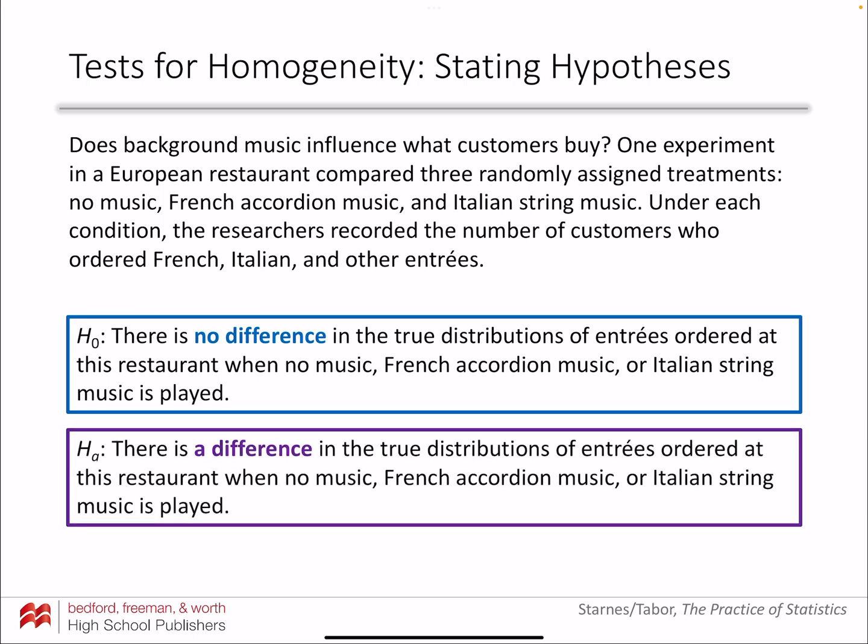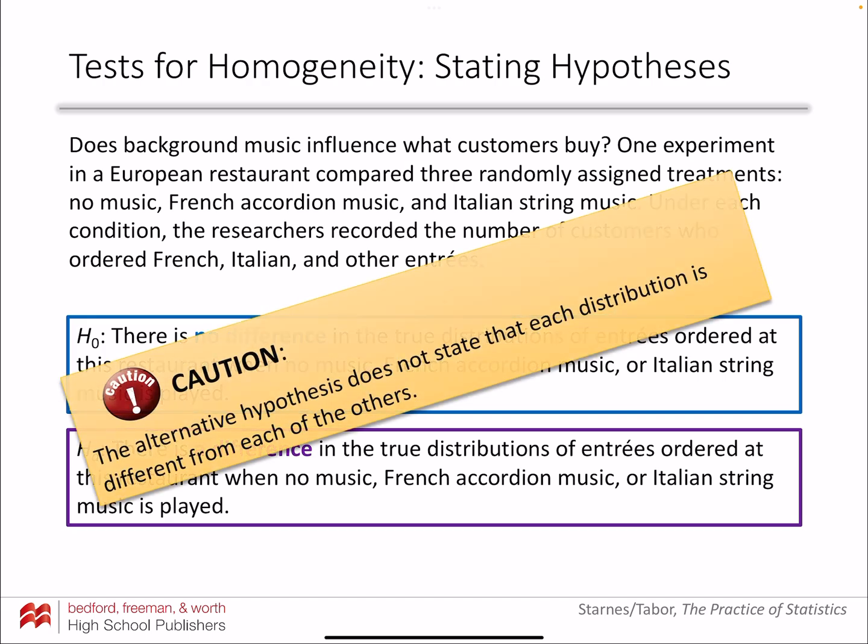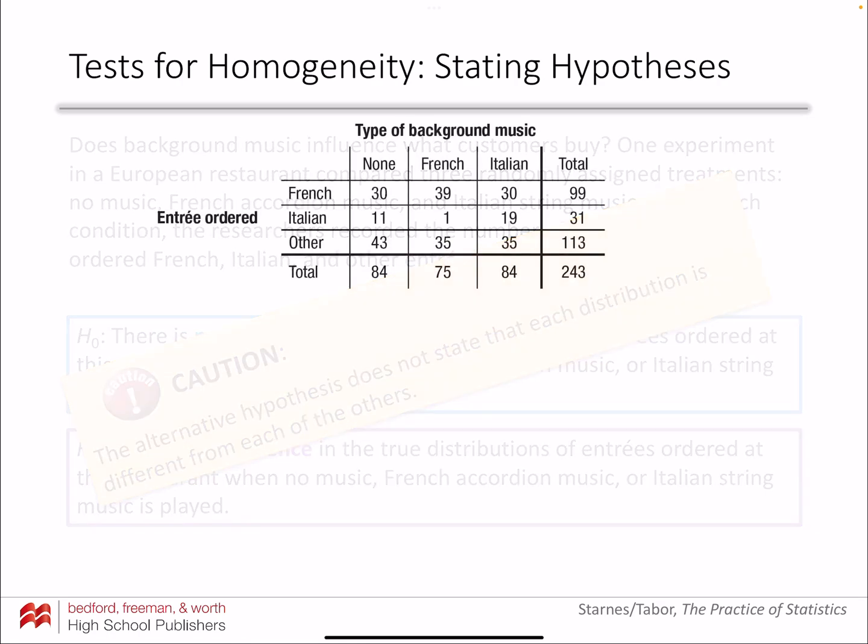And our HA would be that there is a difference in the true distribution of entrees ordered at this restaurant when the different types of music are played. In other words, the music is influencing what entrees people order. It doesn't state that each distribution is different from the others. It just says that there is a difference. We're not saying that no music is different than French music is different than Italian. We're just saying that there is some type of a difference.